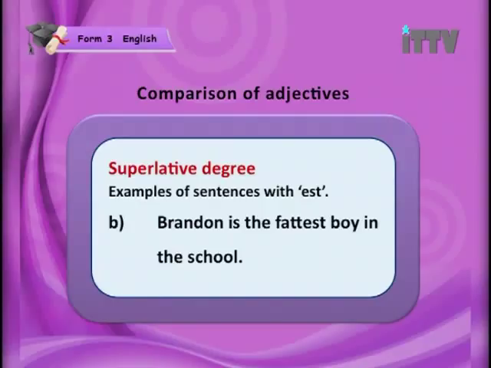So next sentence. Brandon is the fattest boy in the school. There's no one else who's fatter than him. He's the fattest. Alright, now we're going to look at the comparison of adjectives one by one, starting with positive to make it clearer.